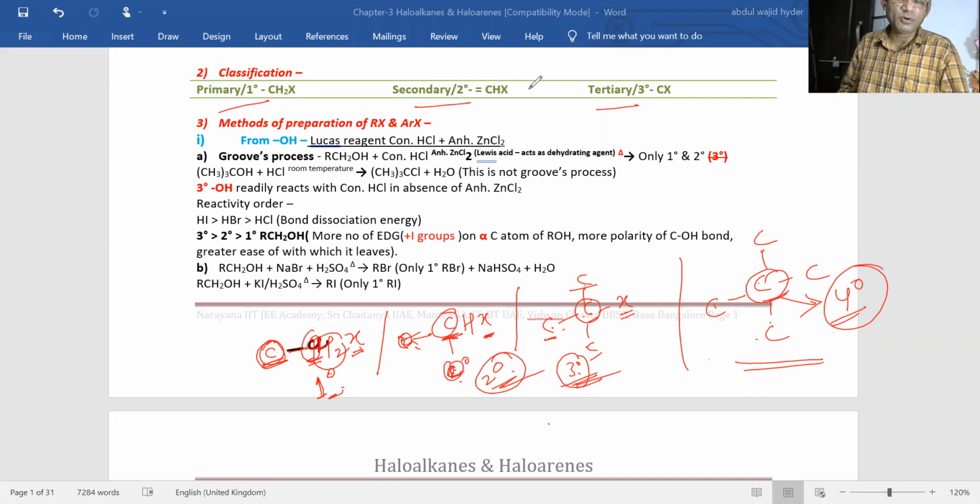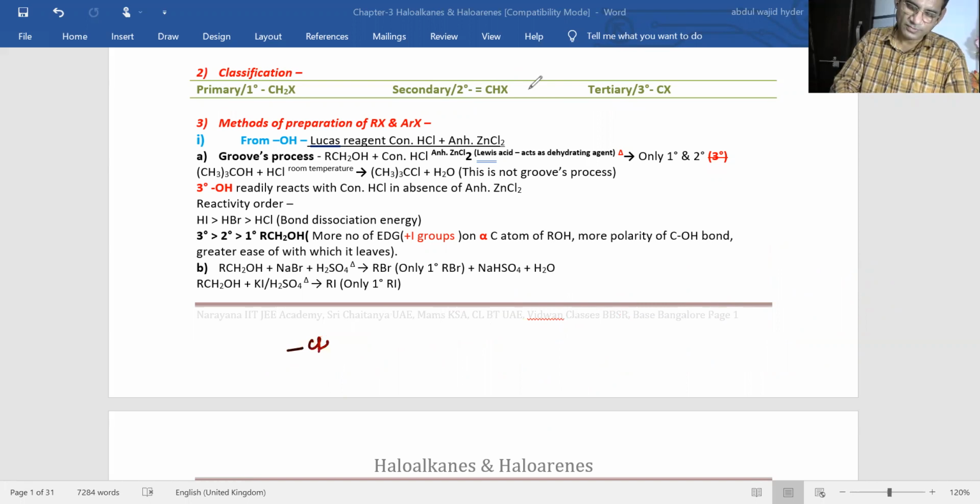Fine. So now second point is also over, classification, after introduction. Then third point, that is method of preparation of haloalkane and haloarenes. Now see, first method is from alcohol. From alcohol, haloalkanes can be prepared, as I told you. Now see, first method is from alcohol.